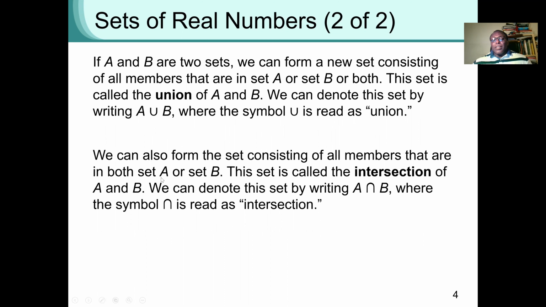Now, if we have two sets, A and B, we can create a new set, which we will call A intersect B, which means we only need the elements that are in both A and B. So we can see the difference between union and intersection. Union means all the elements in A and all the elements in B combined together in one new set. Intersection means only the elements that are in both A and B are combined together as a new set.